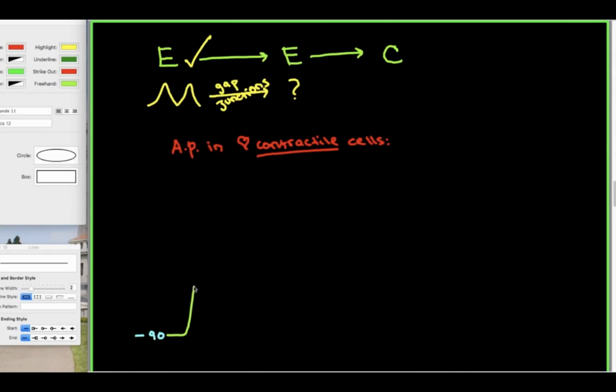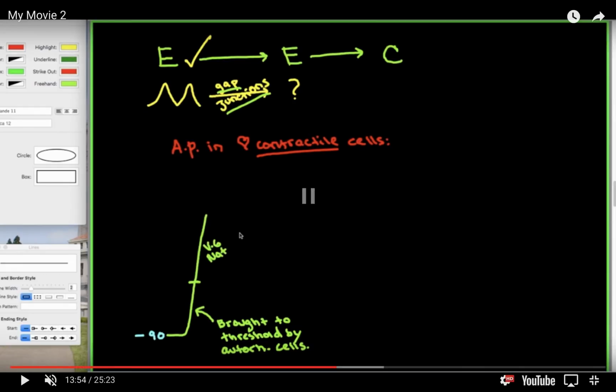But just like always, we're going to start depolarizing this cell using sodium. In this case, it is going to be brought to threshold by the action potentials generated in the autorhythmic cells. So it's going to spread by gap junctions into these cells and bring them to threshold. And just like we saw in skeletal muscle fibers and neurons, we're going to start the action potential using voltage-gated sodium channels. And so we get really, really positive due to all this sodium coming in.